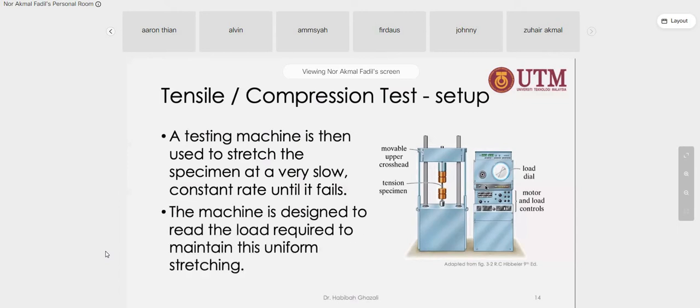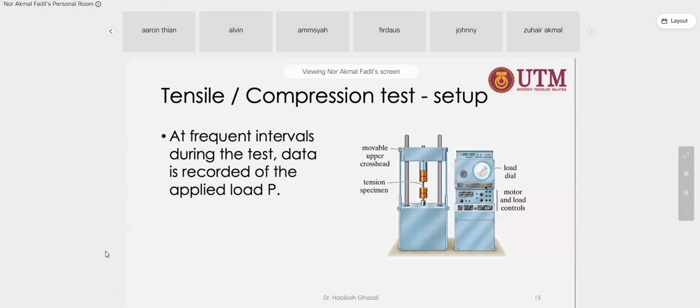Okay, the machine is designed to read the load required to maintain this uniform stretching. At a frequent interval during the test, data is recorded of the applied load. So this is a moving part, and to design a standard load increment, the constant increase. So the load is recorded here.